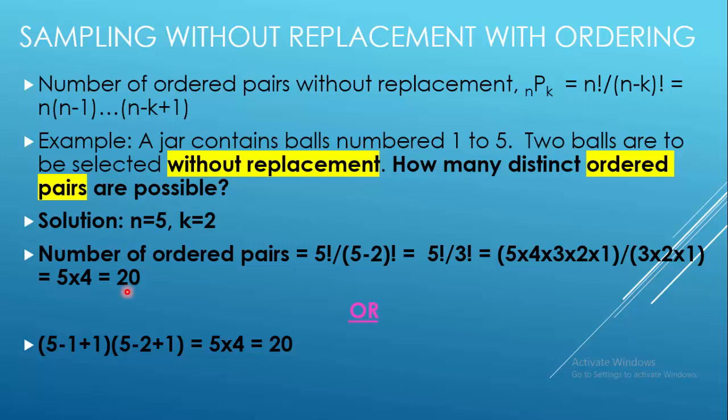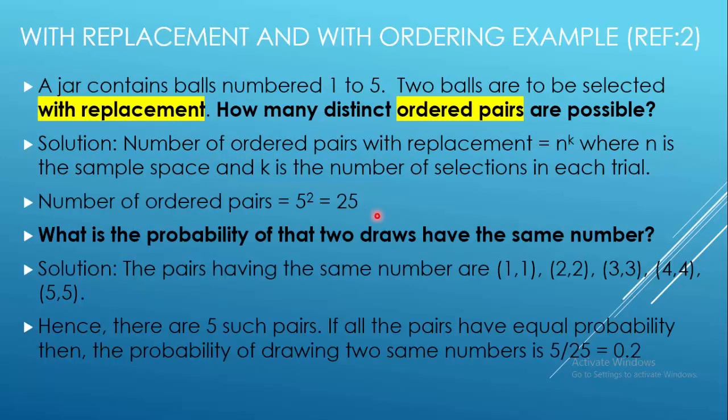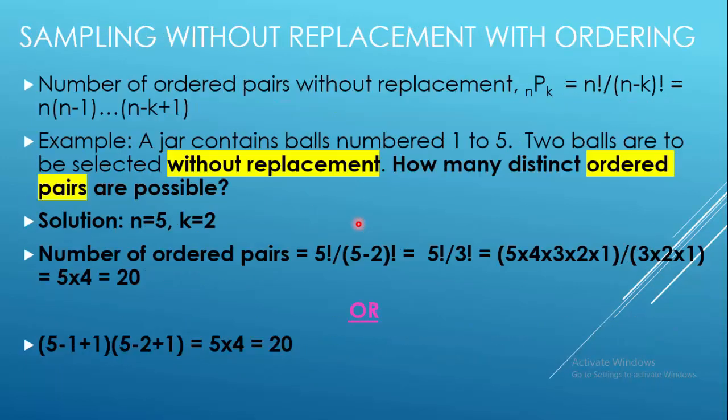Here you can see that the number of possible ordered pairs is less than over here. Here you have got 25 pairs, here you have got 20 pairs, and it is quite logical because here you are not replacing the balls. So when you are not replacing the balls, the number of total possible combinations has reduced.